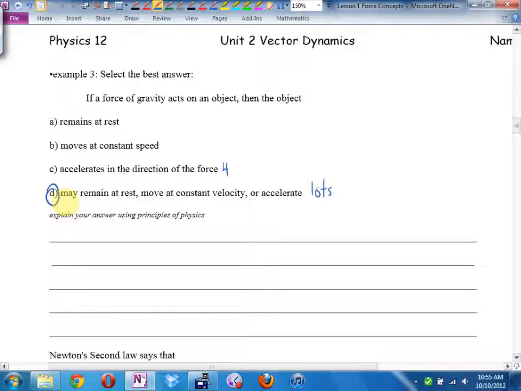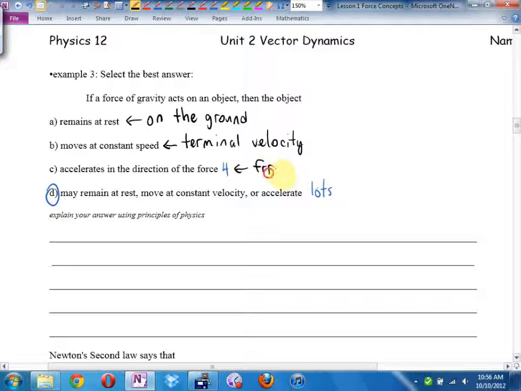D. Here's how I would answer it. A, sure, on the ground. B, terminal velocity. And C, free fall.